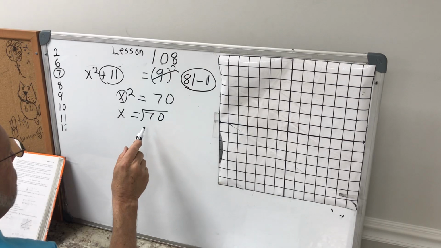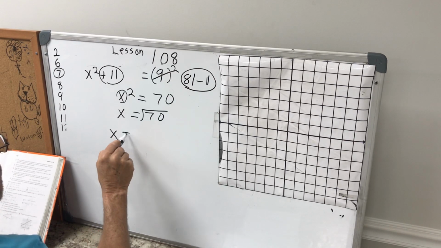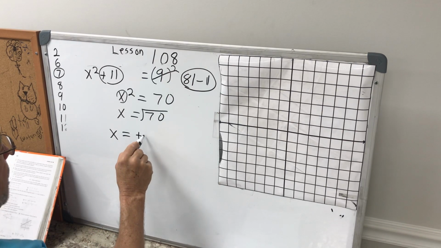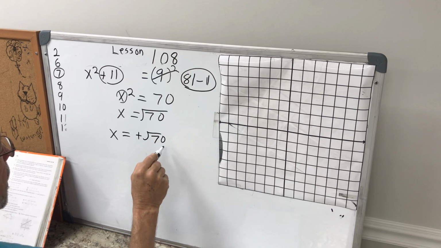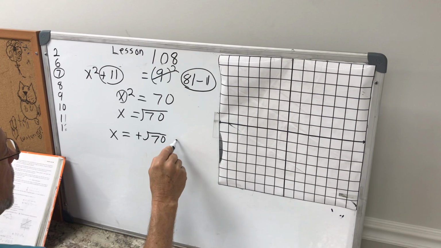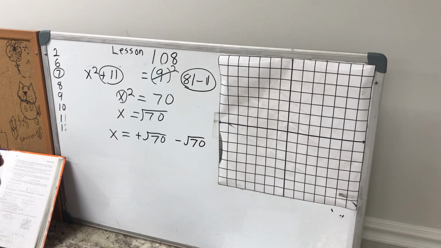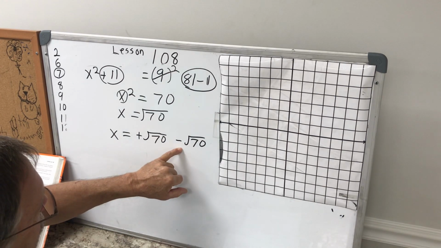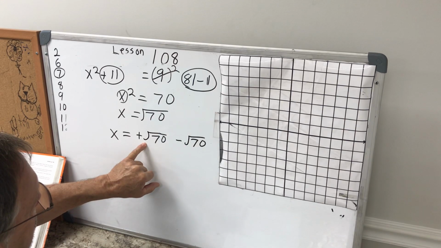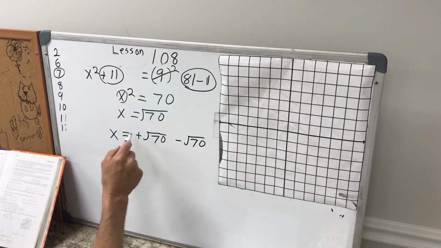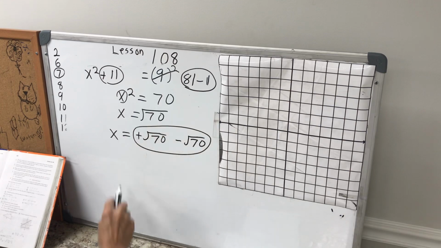This is also an extra dimension here. It can either be a positive square root of 70, or it can be a negative square root of 70. Because a negative times a negative equals a positive, and a positive times a positive equals a positive. So this is your answer. Both a negative and a positive square root of 70.